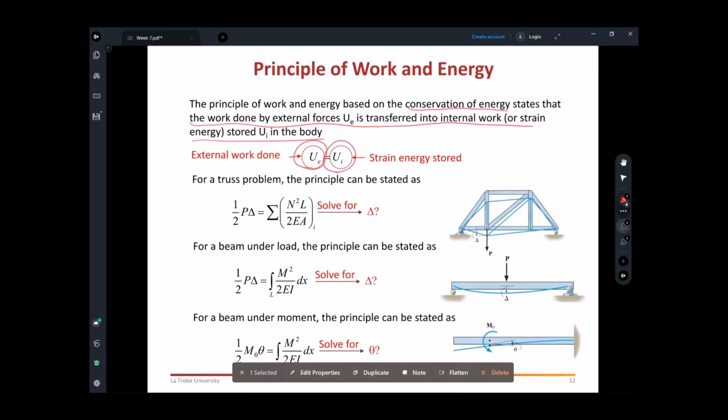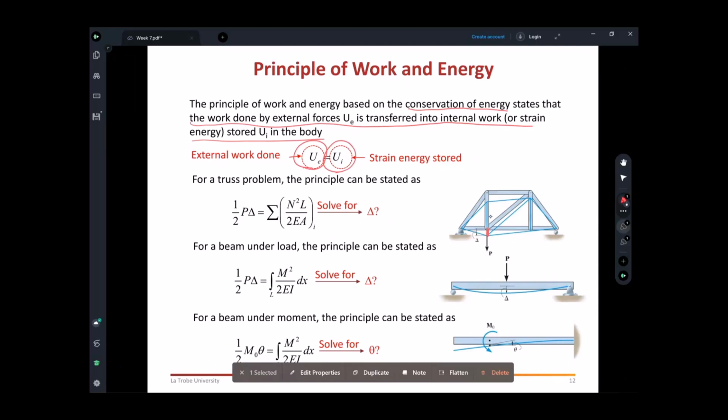We have taken two separate quantities. Now we are saying that if you are doing this conservation of energy business, the external work done should equal the internal work done. So that's all good. So in that case, if I have a truss system and someone tells me, hey Vipul, can you please find me this delta displacement?